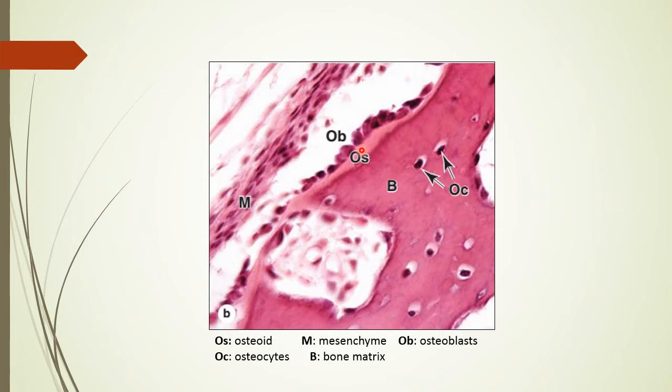The osteoblasts are polarized cells, and the matrix components are synthesized and secreted onto the surface of the bony matrix, and this osteoid is a newly formed material, not calcified yet. It has not yet undergone calcification to become bony matrix. This is the osteoid.